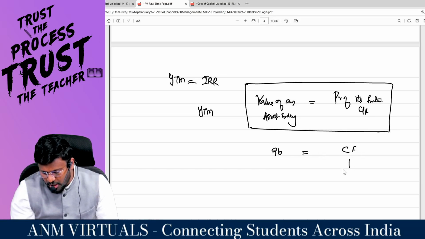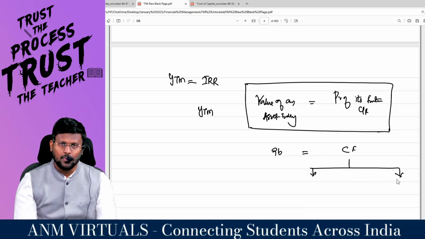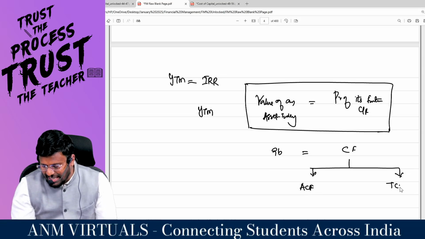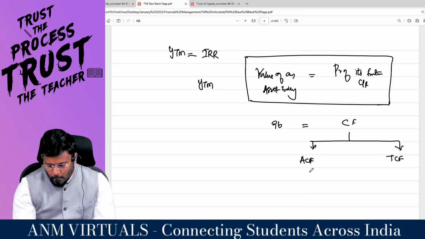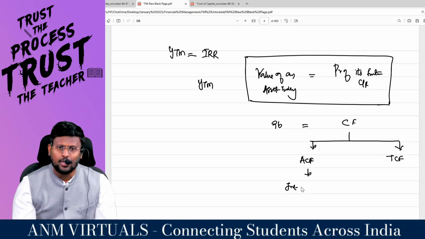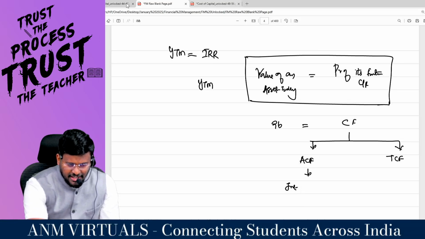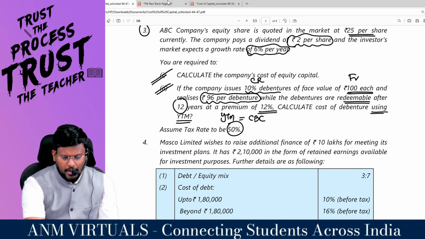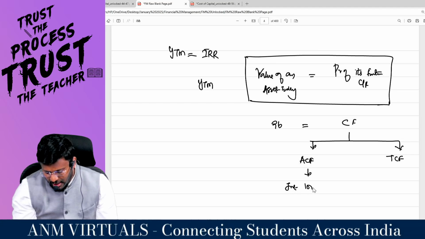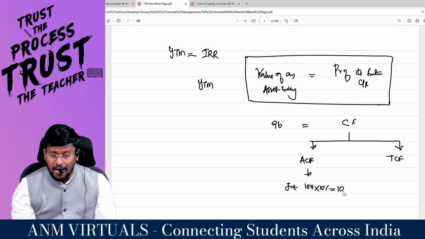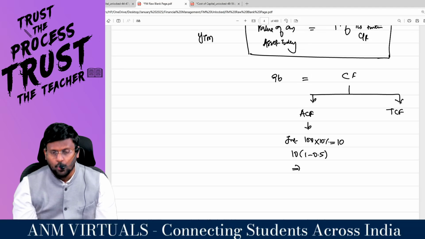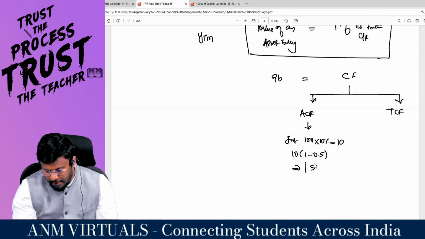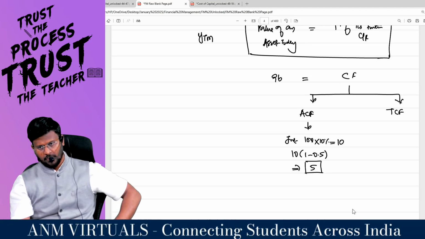So what are the cash flows in future? Sir, you will be having two cash flows. One is annual cash flow and other is terminal cash flow. What is the annual cash flow? Every year you will be getting interest net of tax. What is the percentage they are saying for the interest? 10% on the face value. So 100 face value into 10% comes to 10. But KD is equal to I into 1 minus T. That is 10 into 1 minus 0.5 because they said that assume 50% tax rate. So 5 rupees will be the cash inflow.